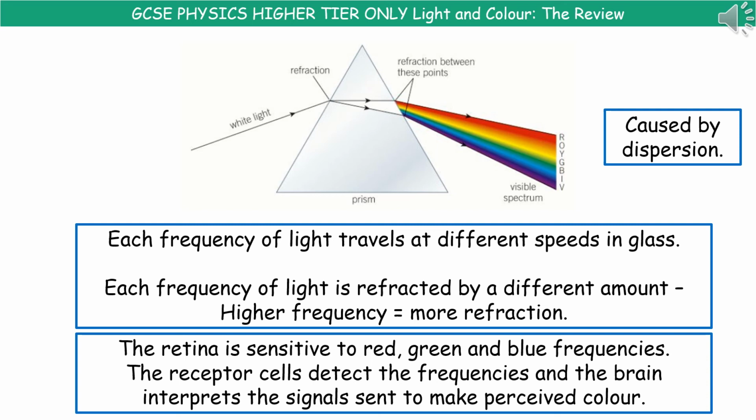If we think about the eye, then we know that the retina is sensitive to red, green and blue frequencies because we've got those cone cells that will detect them. So the receptor cells detect the frequencies and the brain interprets the signals sent to make perceived colour in our mind, so we know what we're looking at.